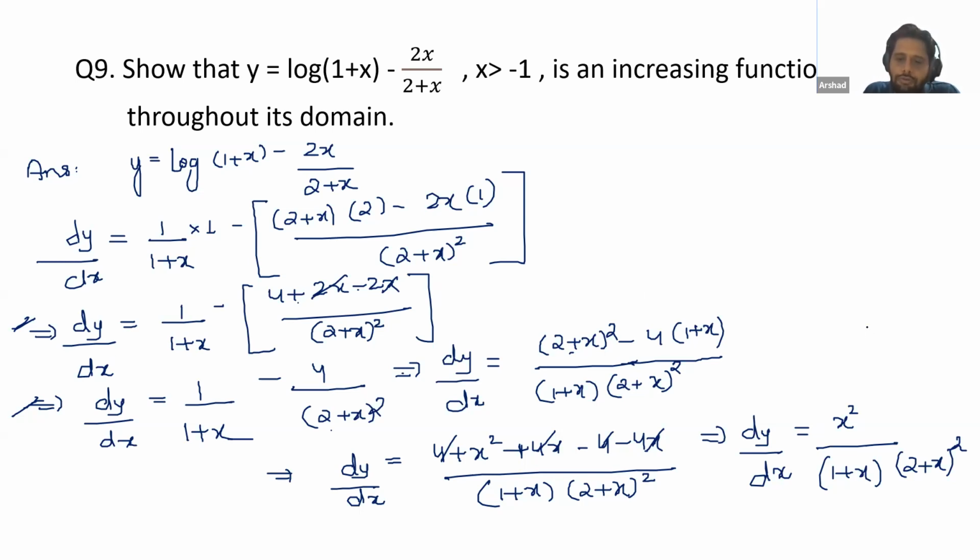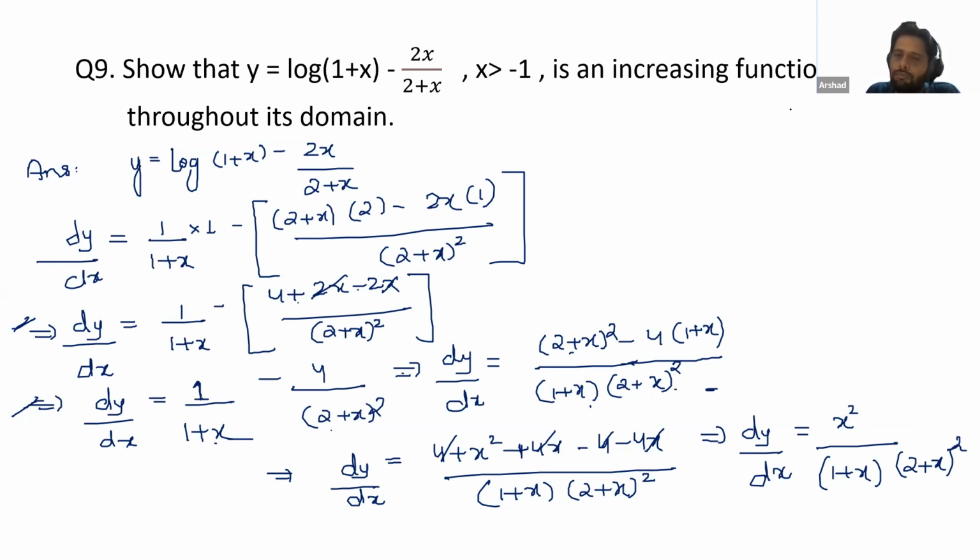No, I have not done the cross multiplication. I have just taken the LCM here and then solved the numerator. So when we get this LCM, you will divide it by 1 plus x. You will get 2 plus x square, so 2 plus x square will get multiplied with 1. I've just used that simple concept.